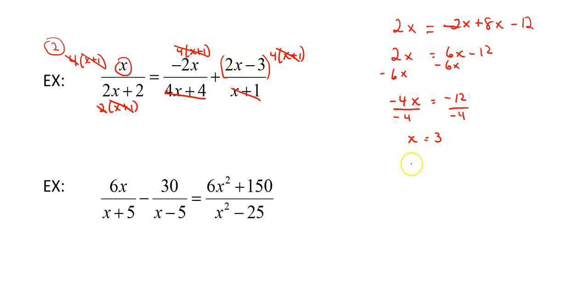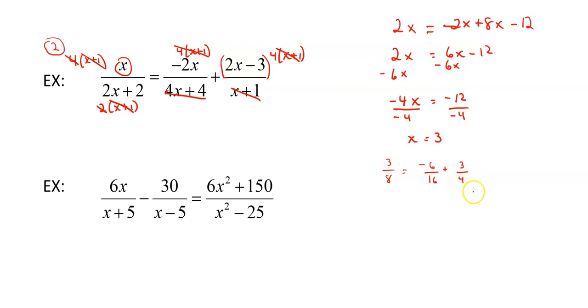In the beginning, I've got a 3 on the top. And then 2 times 3 is 6 plus 2 is 8. So left-hand side gives me a 3/8. Negative 2 times 3 is negative 6. 4 times 3 is 12 plus 4 is 16. And then a 2 times 3 is 6 minus 3 is 3. And 3 plus 1 is 4.